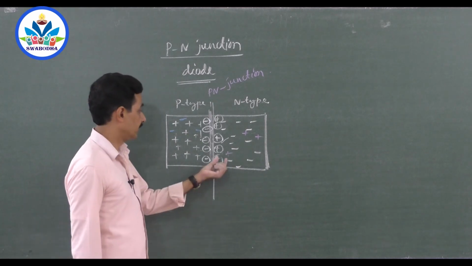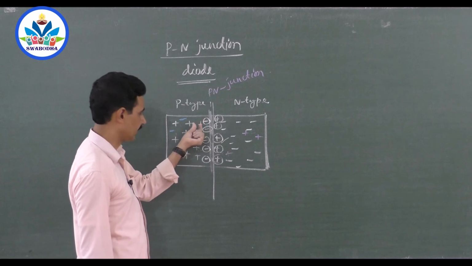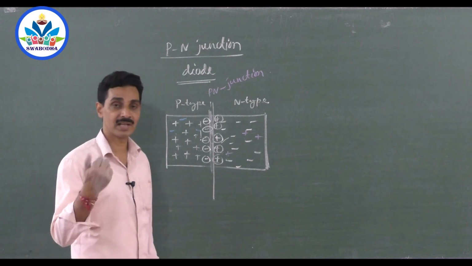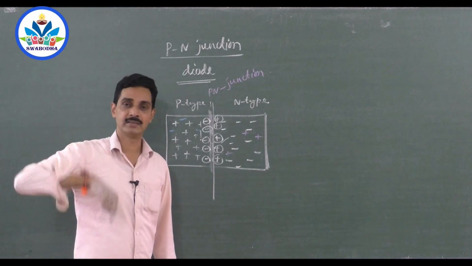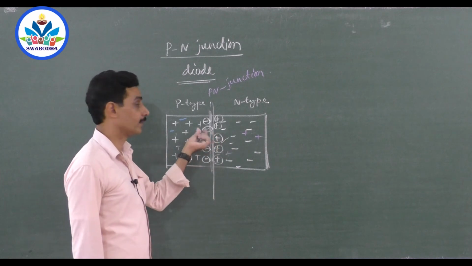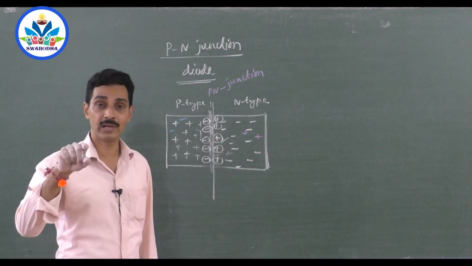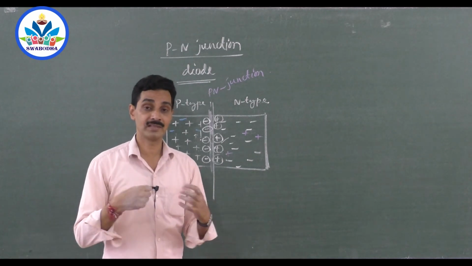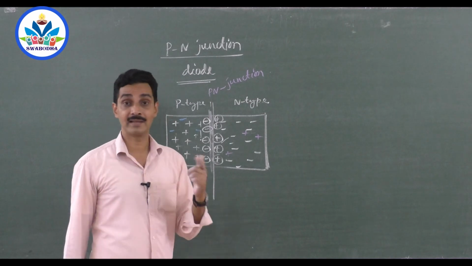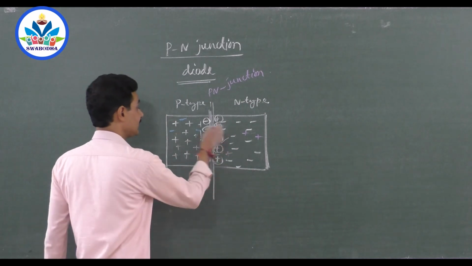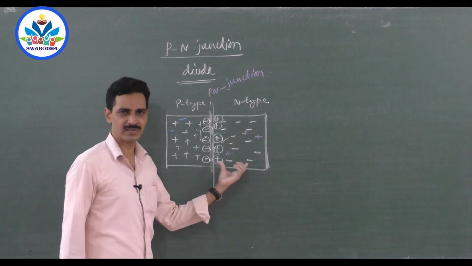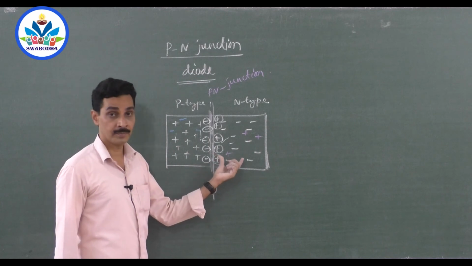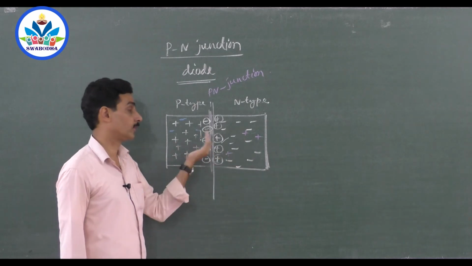Because when the first electron comes and fits here, completes 1 bond, that boron atom has become negatively charged because it has got 1 extra electron from the other side. When the second electron comes here, that boron atom, which is a negative ion, opposes the arrival of the next electron, because you know like charges repel.